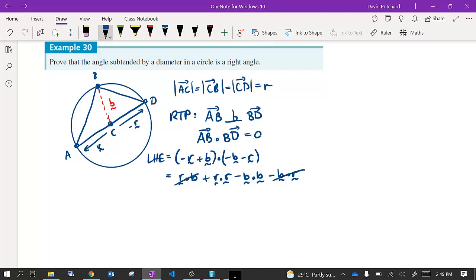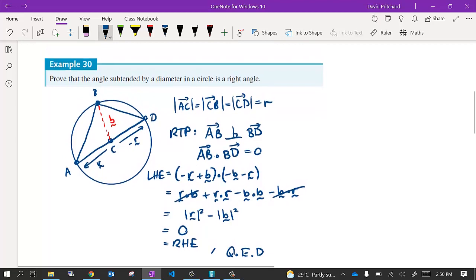So these two are the same. We can get rid of them. And we're looking at magnitude of R squared, take away magnitude of B squared. Now B, as we showed before, BC or CB is the same as the magnitude of CA, that radius. They're both the radius. So therefore it's equal to 0, which is equal to the right-hand equation. And we can make our final statement.